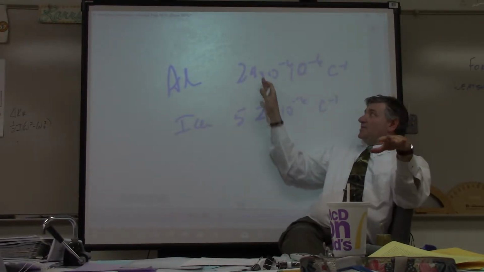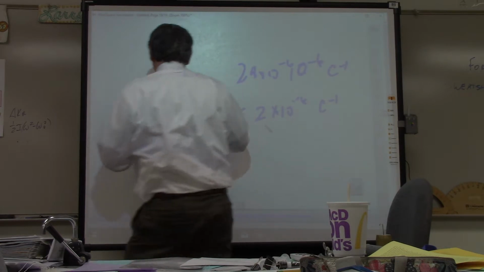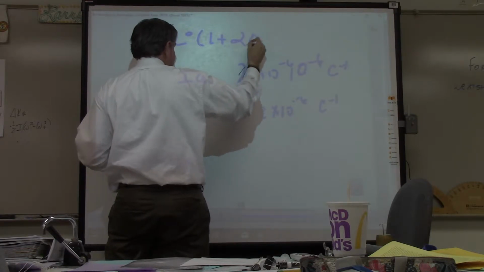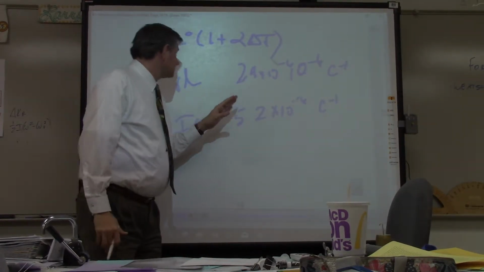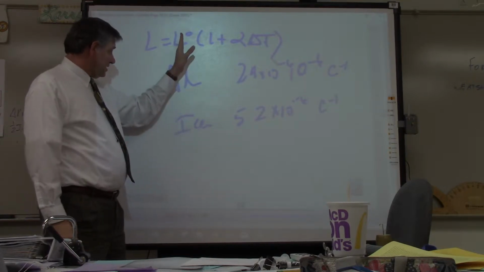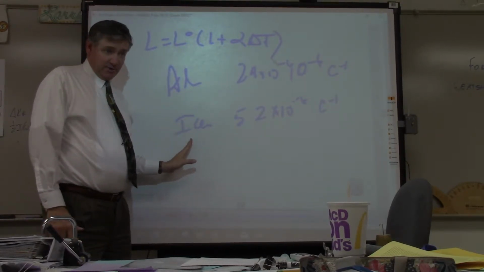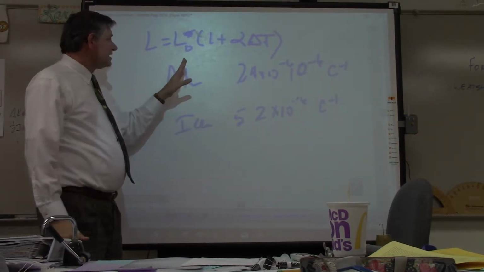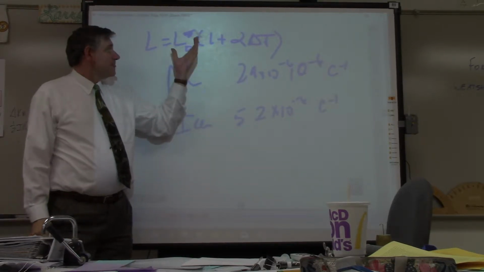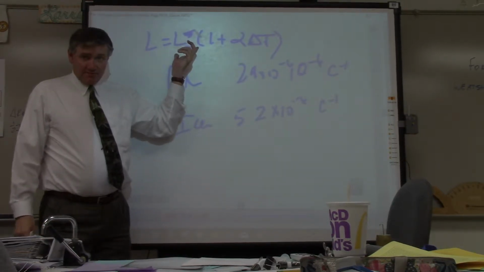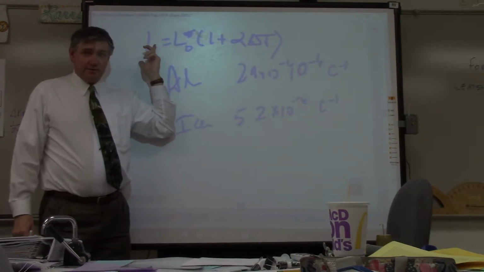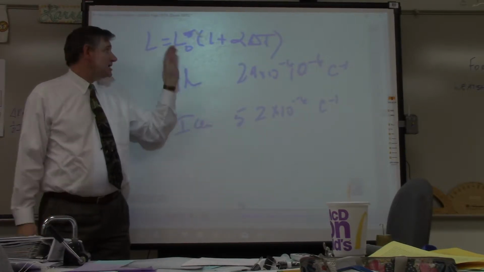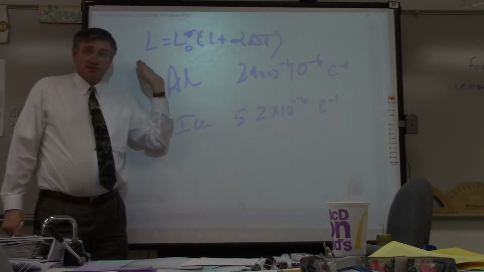So what this means is, let's say you have this equation: L equals L naught times (1 plus alpha delta T). Let's say you have two pieces of the same length of aluminum and ice. Now, here's the beauty of this. This is L naught. Look at this mathematically. As L naught gets bigger, what's going to happen to the new length? As L naught gets bigger and bigger, the new value for L is going to get bigger and bigger.